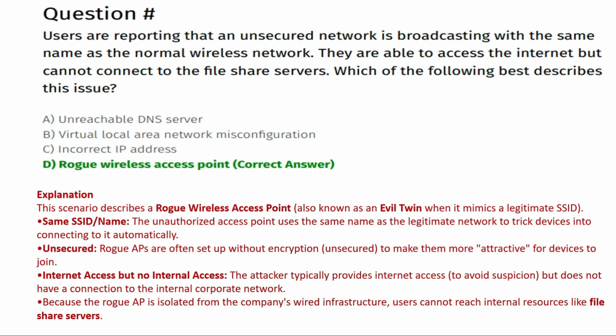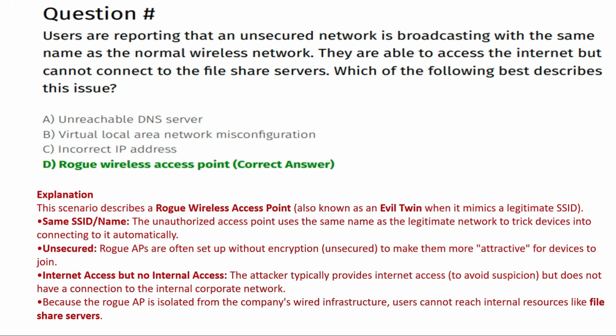The next question is, users are reporting that an unsecure network is broadcasting with the same name as a normal wireless network. They are able to access the internet but cannot connect to the file shared servers. So which of the following best describes this issue? Option A, unreachable DNS server. Option B, virtual local area network misconfiguration. Option C, incorrect IP address. Option D, rogue wireless access point. And the correct answer for this question is option D, rogue wireless access point.